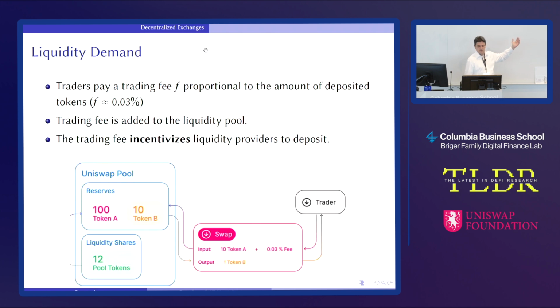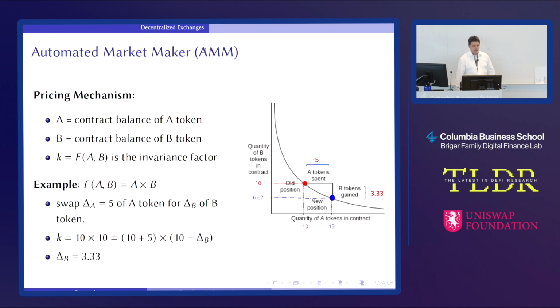So instead of depositing 10 token A and 1 token B, they deposit 10 token A plus 0.03%, for example, the amount of token A that they are depositing if the fee is 0.03%. And this fee is exactly providing incentives for liquidity providers to deposit because they are earning the fees. The pricing is decided by a function which is called the automated market maker, and it's essentially a smart contract which implements an invariance relation.